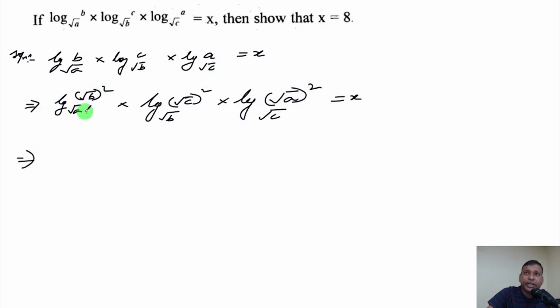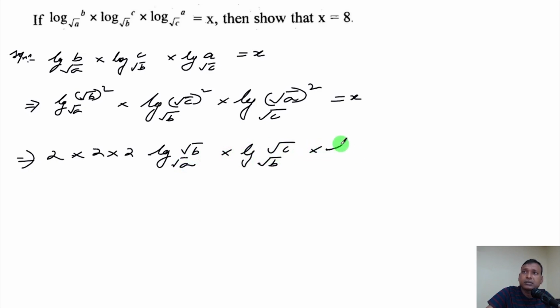Now these two I can bring here, and this 2 and this 2. So 2 into 2 into 2. I wrote all the numbers in a line. Now 2 twos are 4, 2 fours are 8. Now this root b and root b we can cancel.